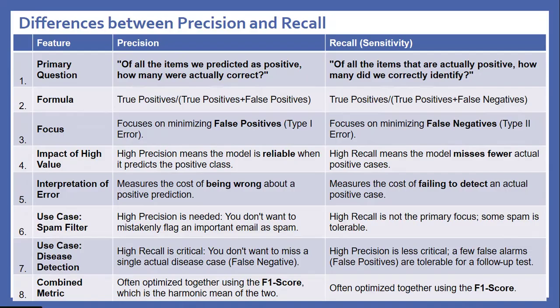Use case: disease detection. High recall is critical. You don't want to miss a single actual disease case, a false negative. High precision is less critical. A few false alarms, false positives, are tolerable for follow-up tests. Combined metrics: precision and recall are often optimized together using the F1 score, which is the harmonic mean of the two.